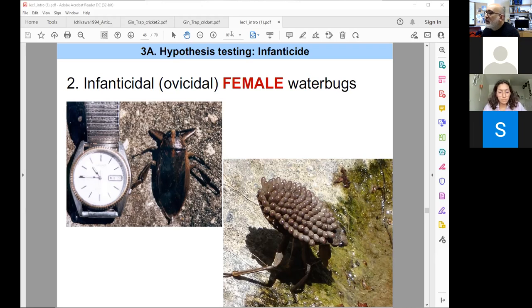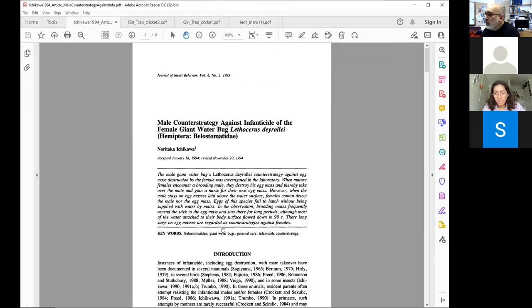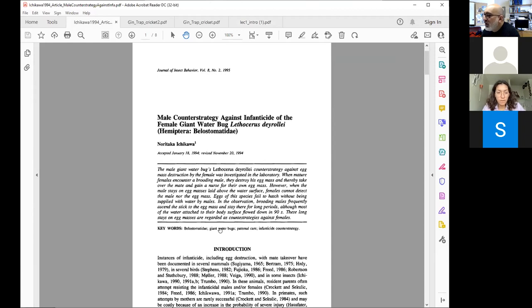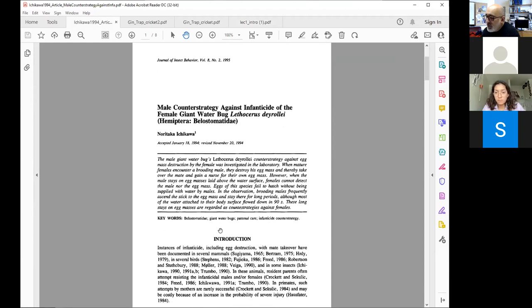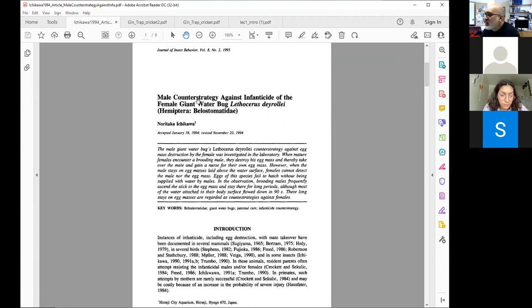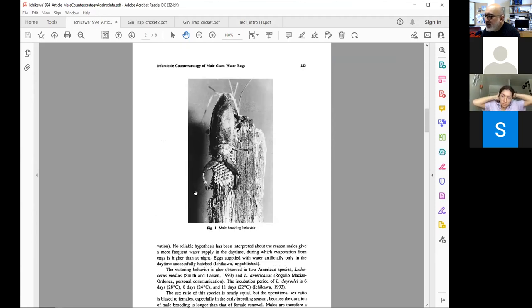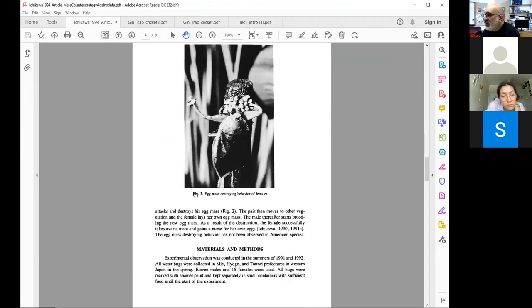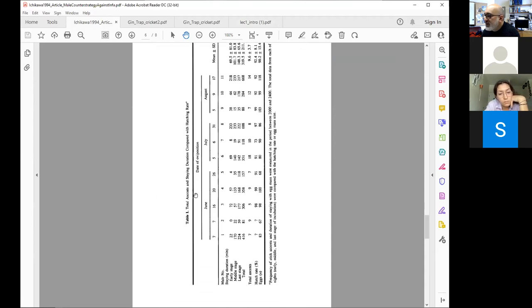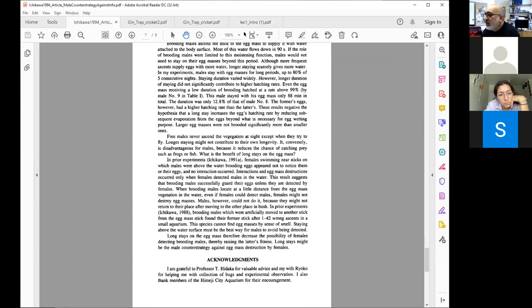And I've got a paper. Here we go. So this is just a paper about a giant water bug, and it talks about how males, in the same way that I had the paper about female counter strategies to infanticide, this is a similar paper, but it's about how males have evolved counter strategies against infanticide by female water bugs. Okay, I'm not going to read it through for you, but there's some photos, and it's actually a relatively easy study to read, so it might be worthwhile if you'd like to go through that.